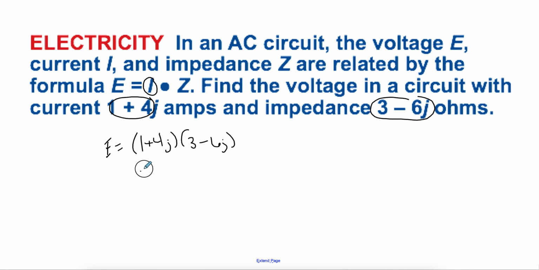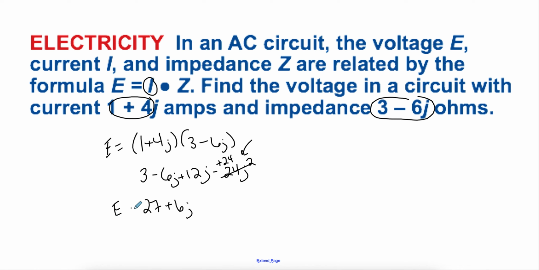Okay? So 3 minus 6j plus 12j minus 24j squared. And this, I said we treat like an i. So j squared will flip that, and it'll be a plus 24. And then we simplify. So 24 plus 3 is 27. Negative 6 plus 12 is a positive 6j. So that would be the statement that represents my voltage. All right? So it looks a little different. Just treat the j like an i, and you're doing the same thing.